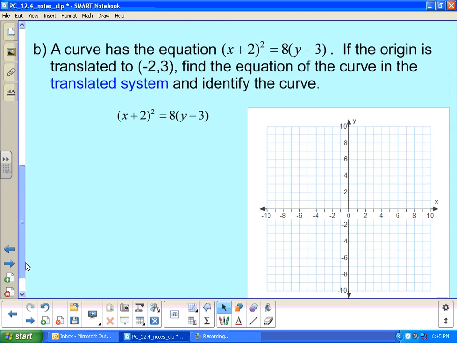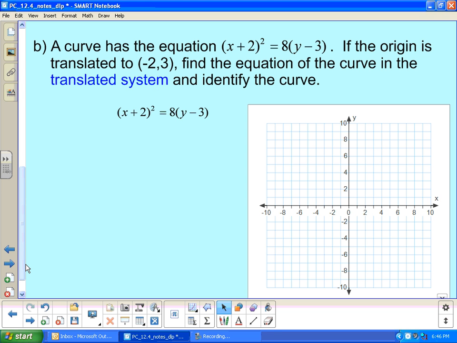Let's try another one. This curve has the equation x plus 2 squared equals 8 times y minus 3, and we want to find the equation and identify the curve. All right, identifying the curve. Let's see. I don't see any y squareds. That means it can't be a circle, it can't be an ellipse, it cannot be a hyperbola. So we're only left with one other option, and that is our parabola.